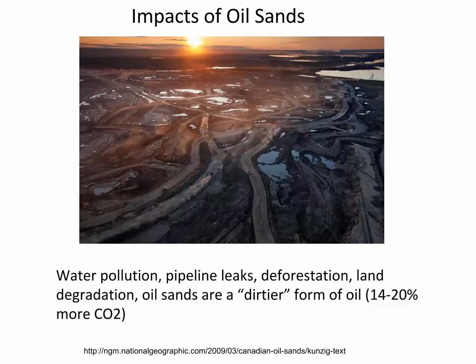Using alternative fossil fuels such as oil sands produces more CO2 than traditional fossil fuels. Specifically, oil sands produce 14 to 20% more CO2 than conventional oil. Shale oil is even more polluting.